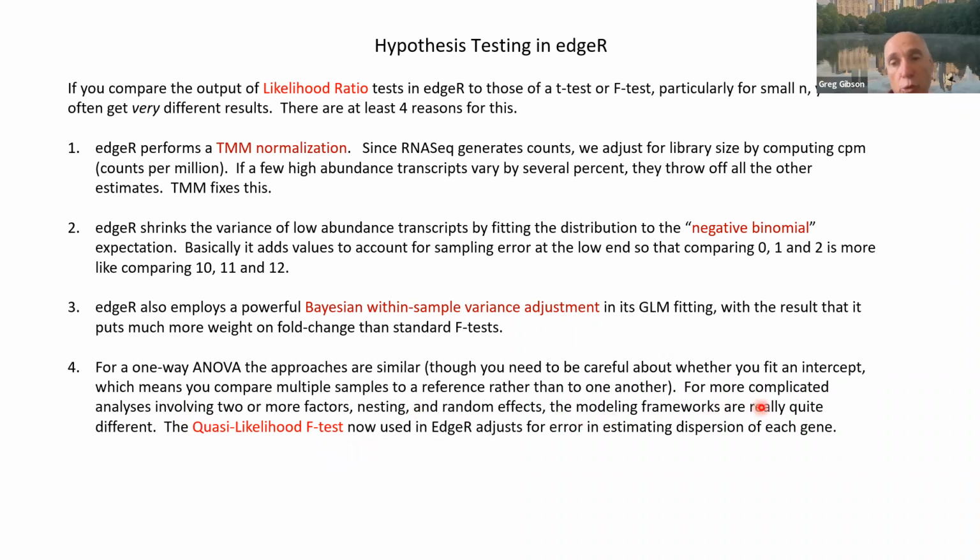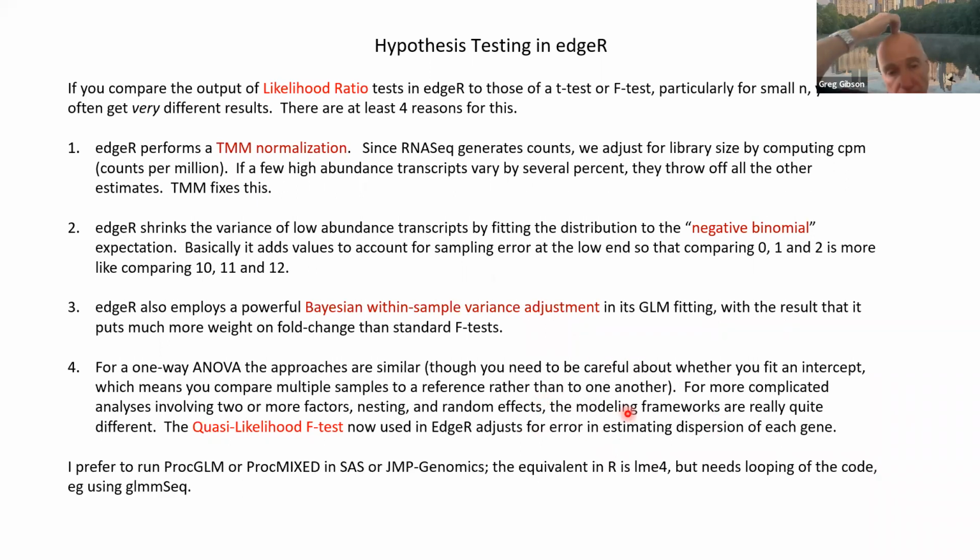Now, for more complicated analyses involving two or more factors, which can include nesting, so individuals within a treatment group, they can include random effects, so individuals are usually random. The modeling frameworks are quite different, and so the adjustment for the different dispersions really matters a whole lot. So I have historically preferred running PROC GLM in SAS, although it doesn't make this shrinkage estimate adjustment.